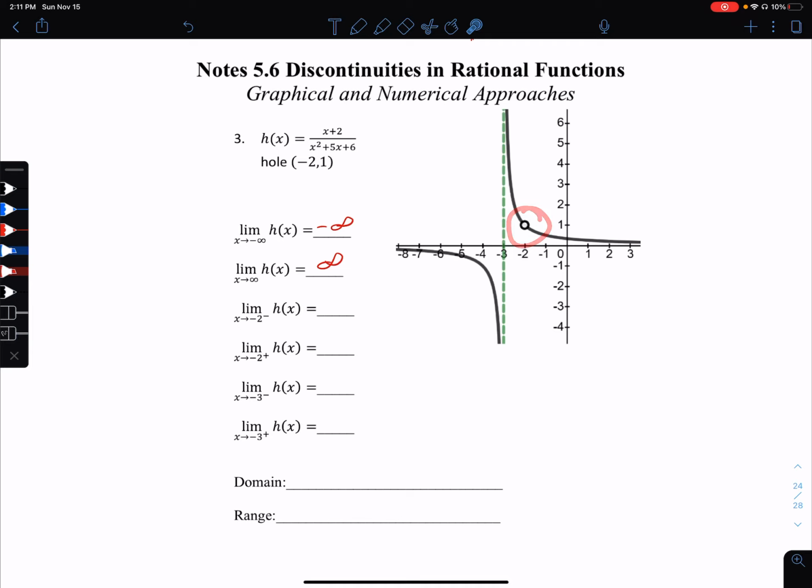What's the limit of h of x as x approaches negative 2 from the left? Here's negative 2. If you approach from the left, we're getting closer to the y value of the hole, which was at 1. What's the limit of h of x as x approaches negative 2 from the right? We're still getting closer to this hole. Its y value is still 1.